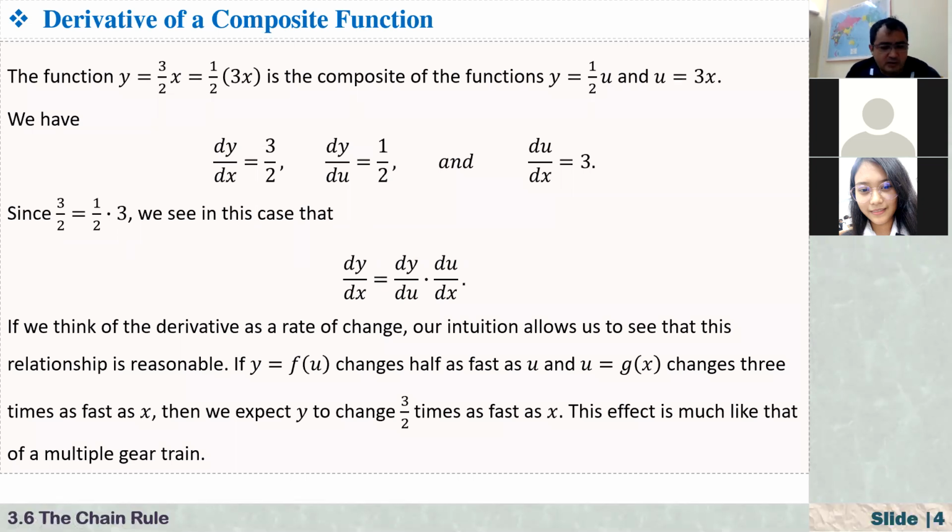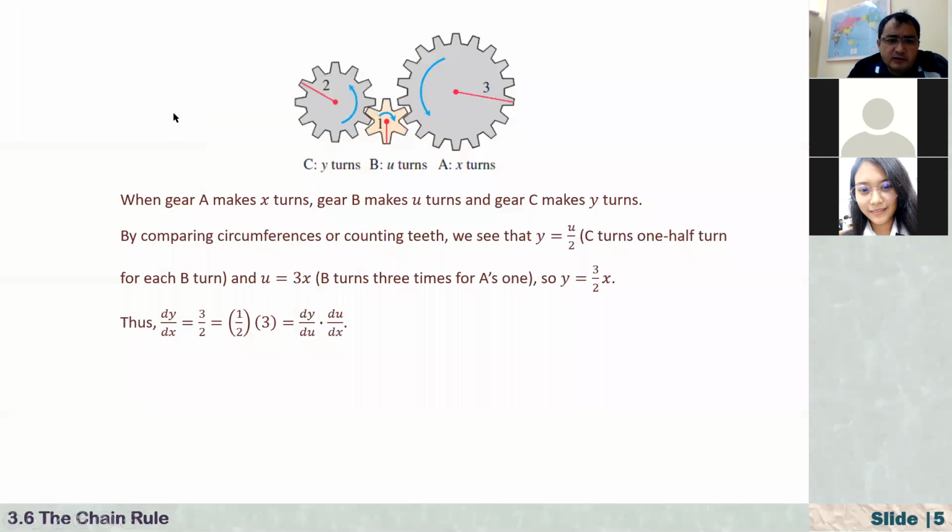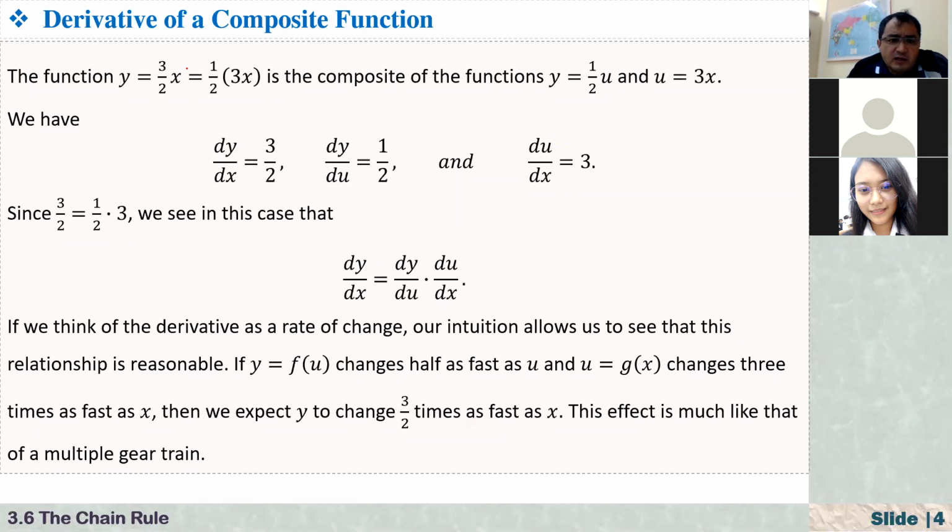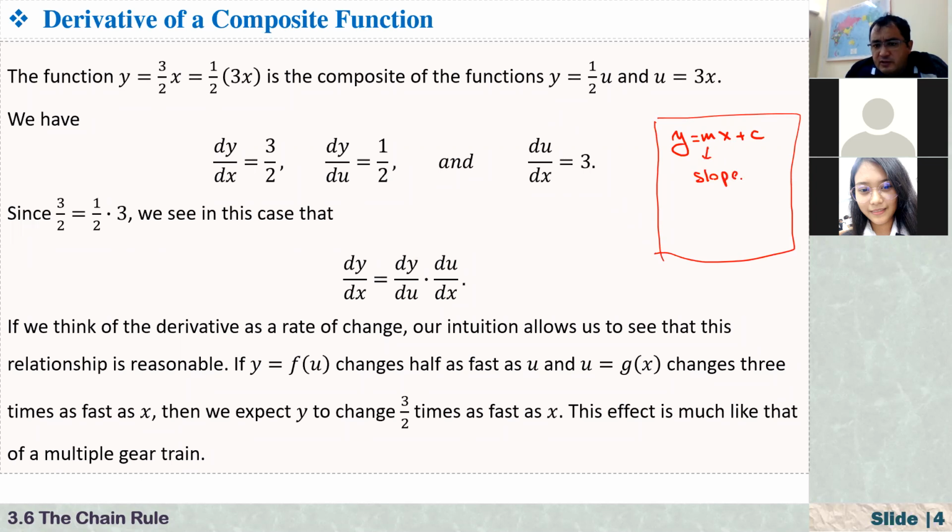So now I want to start with an example to give you some intuition about what the chain rule is. If you look at this example, the function y is equal to 3 over 2 times x, right? And we know that's a linear function. Let me just open a small window here. This is y equals mx plus c, right? And what is m here? Actually, m is the slope of this linear function.